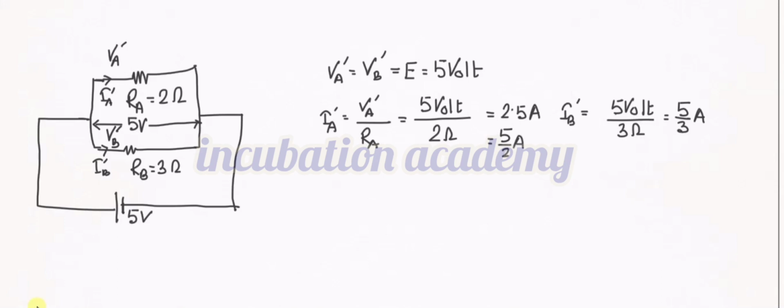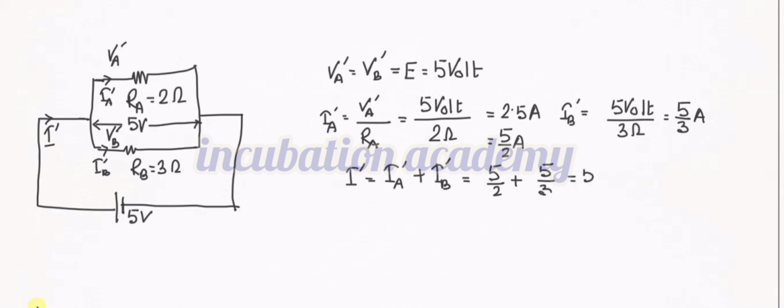And obviously, if you just add this IA prime and IB prime, you will get the total current in the circuit. We can say I prime. Obviously, this total current is divided into two parts, not equal parts, but two parts. So IA prime is 5 by 2, and IB prime is 5 by 3.